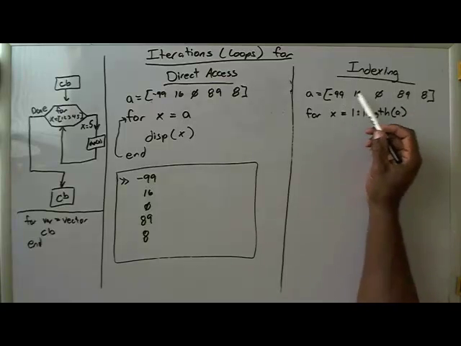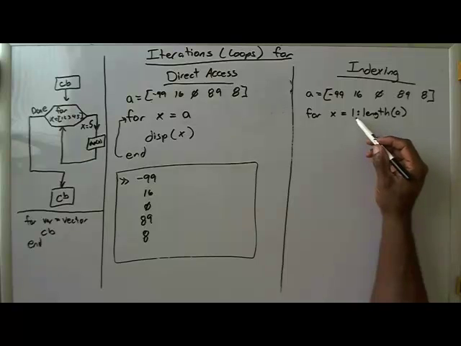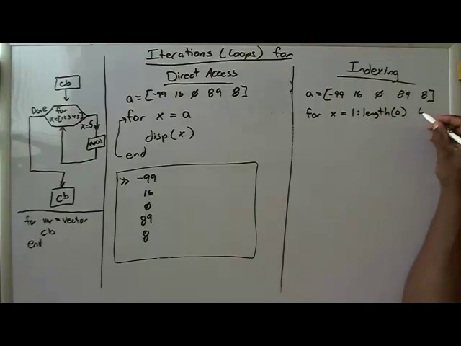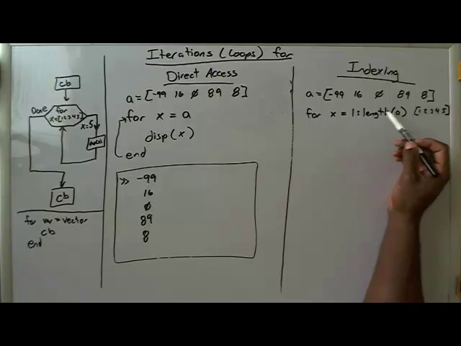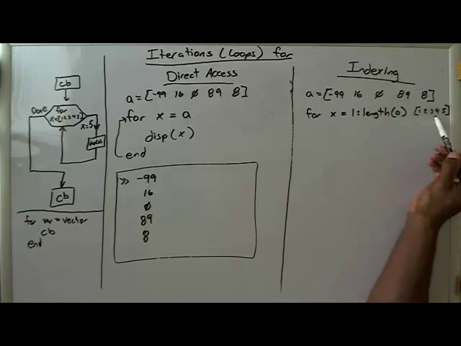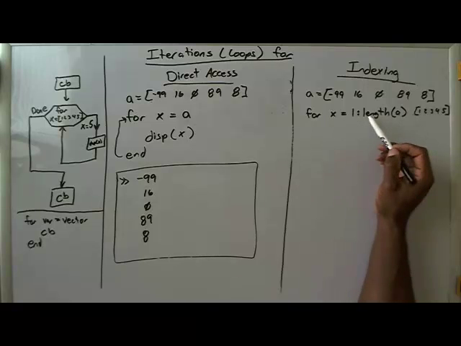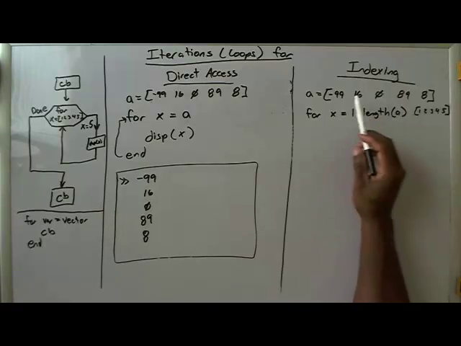Well, a has 1, 2, 3, 4, 5 things in it, so that's just like saying 1 colon 5, which is just like saying the vector 1, 2, 3, 4, and 5. Okay. So x equals 1 colon the length of a. This is a vector. It is the vector 1, 2, 3, 4, and 5. If you notice, these are the indexes of these items that are inside the a vector.